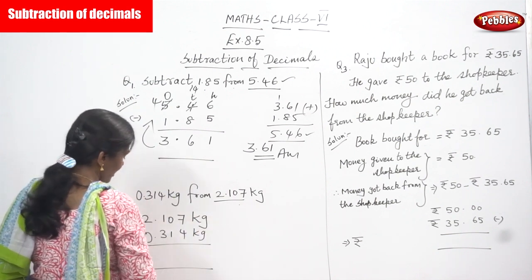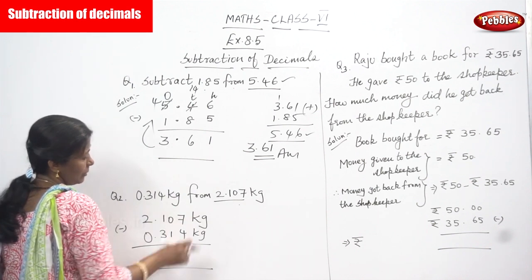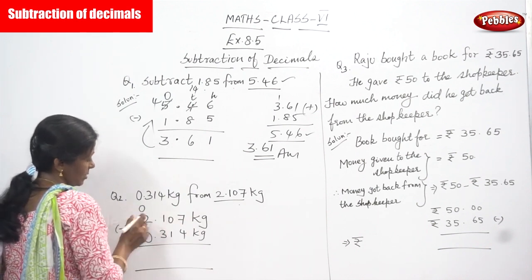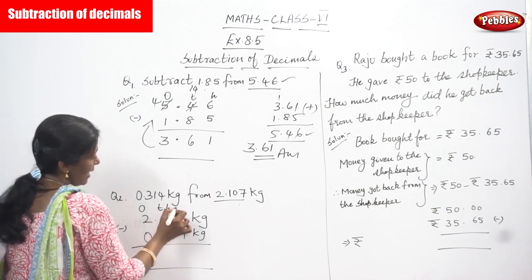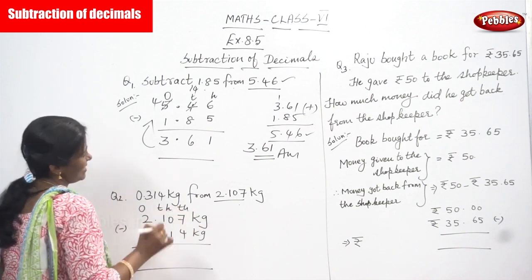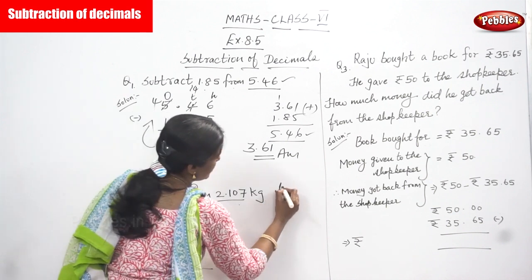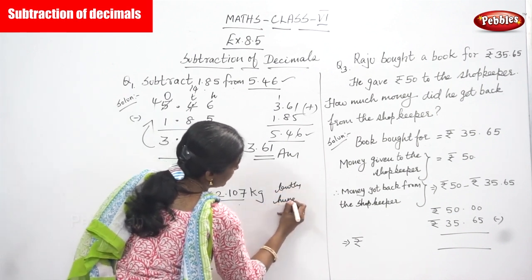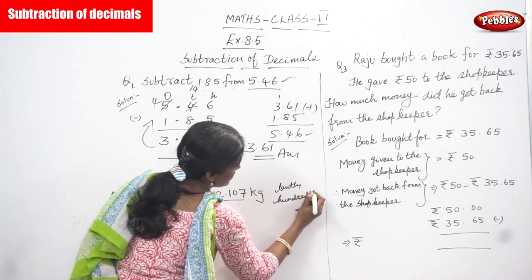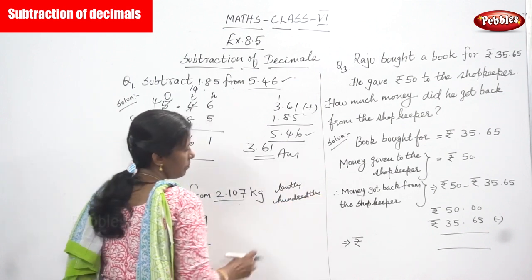Now you start subtracting. First you write the place values. This is the ones place, the whole number. Then tenths, hundredths and thousandths.